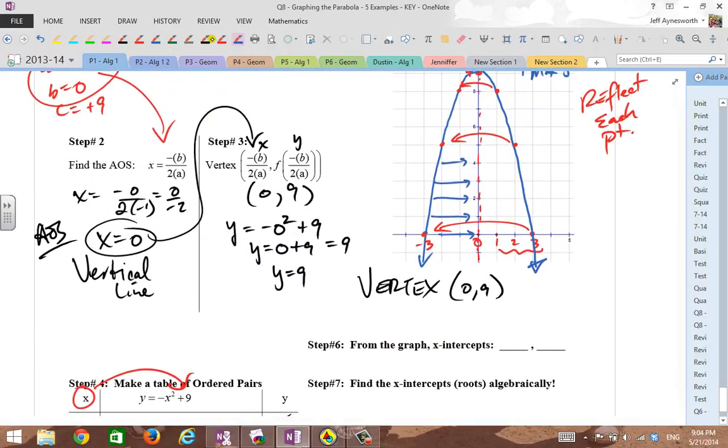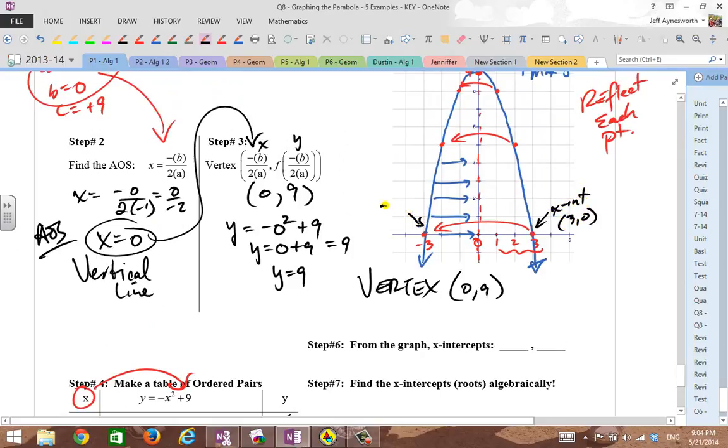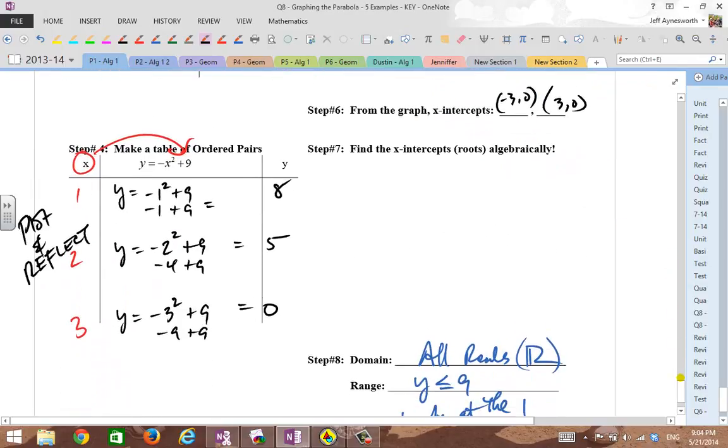Well, I see some intercepts here, right? I see an x-intercept here at 3, 0. I see it right here at negative 3, 0. These are x-intercepts. So let's write them down. Negative 3, 0, 3, 0. Now, how do you get that graphically? Or excuse me, we just did that graphically. How do you do it algebraically? Well, you set y equal to 0 again. All right, and solve for x.